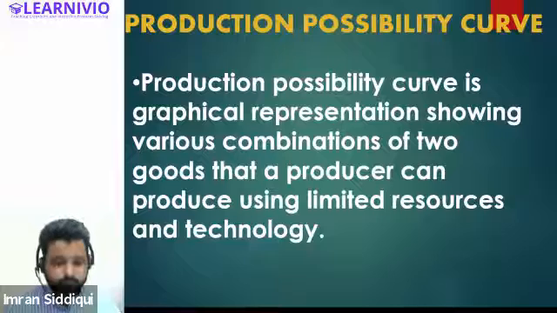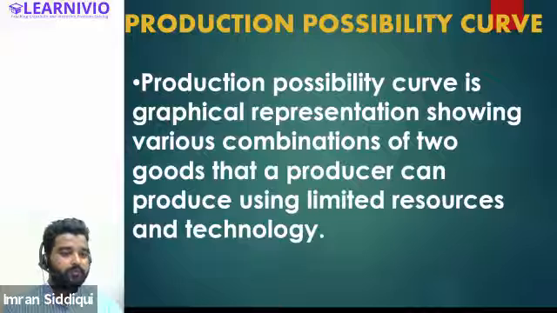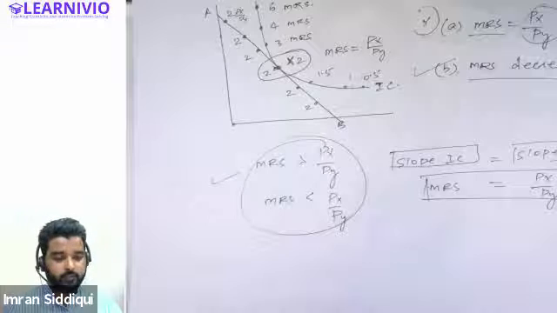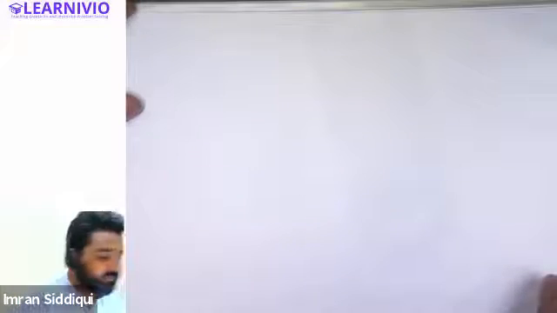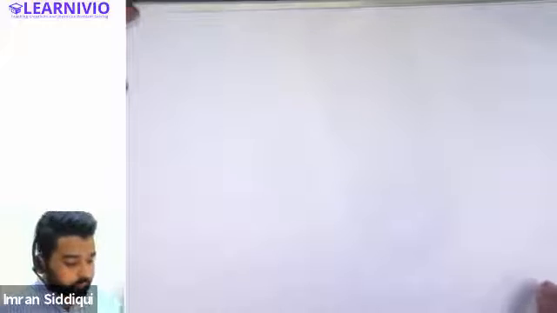So before explaining the formal definition of the production possibility curve, let me explain what a production possibility curve is through an example. Give me a minute. Okay. See, we will start understanding what a production possibility curve is through a small example.